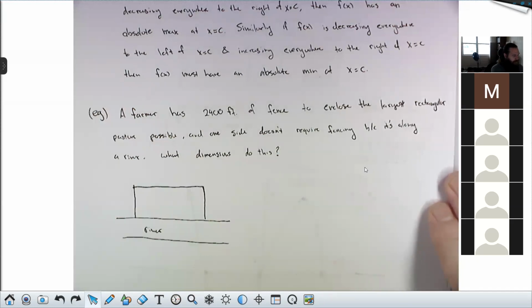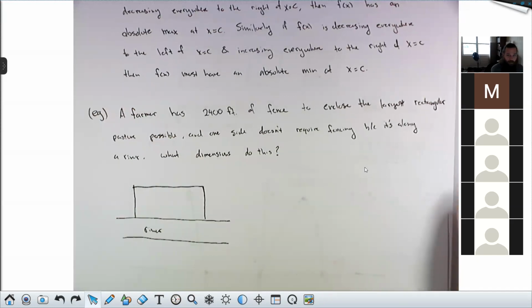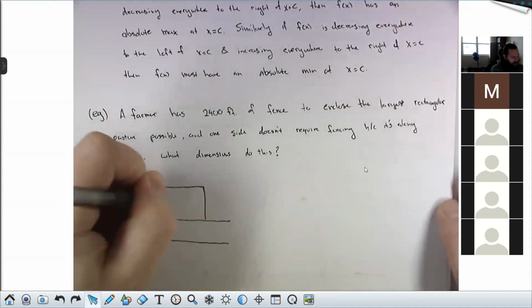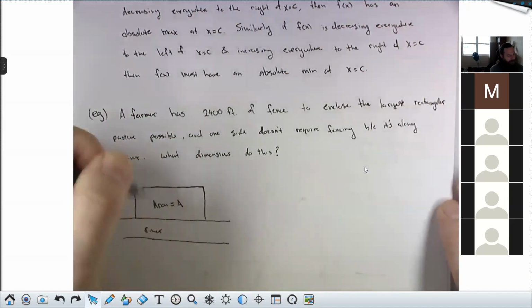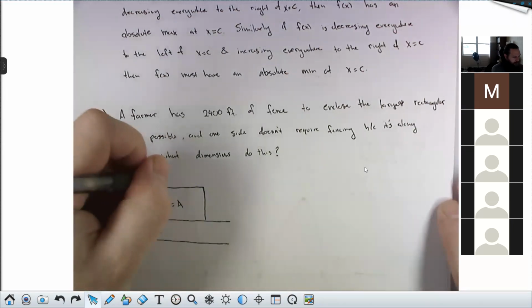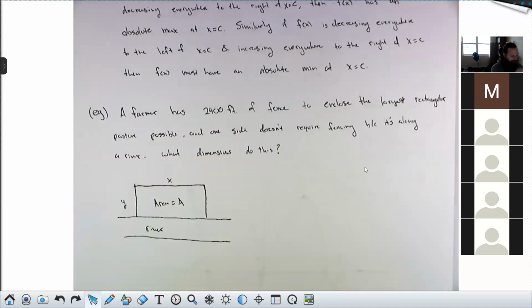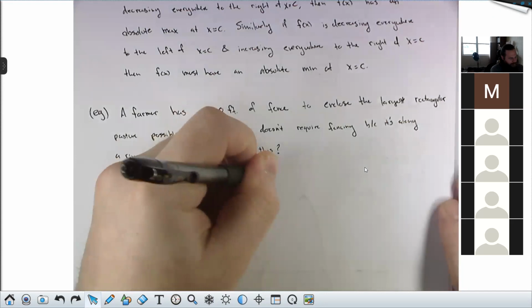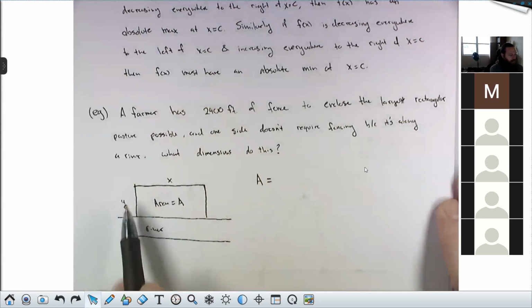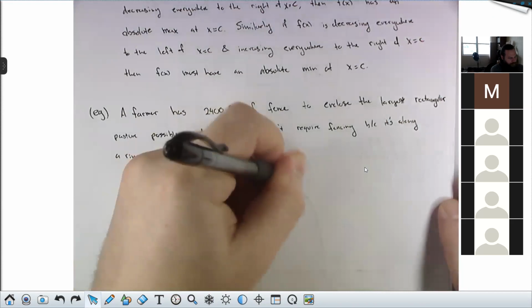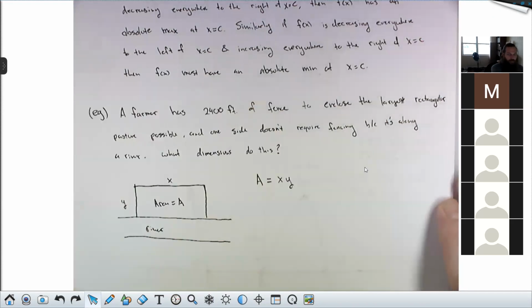The trick is going to be to come up with a formula for the area and try to find the absolute max for that function. So the area, I'll call A. This dimension I'll call X, and this dimension, excuse me, I'll call Y. The area is X times Y, right? Length times width. And that's what I want to maximize.